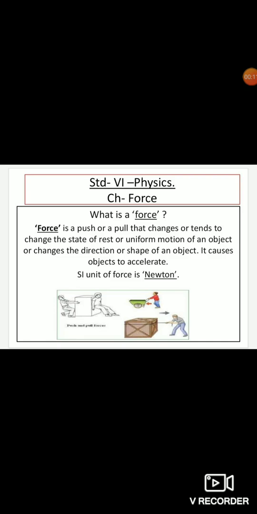Here you can see I have written: force is a push or a pull that changes or tends to change the state of rest or uniform motion of an object, or changes the direction or shape of an object. It causes objects to accelerate. The SI unit of force is Newton.